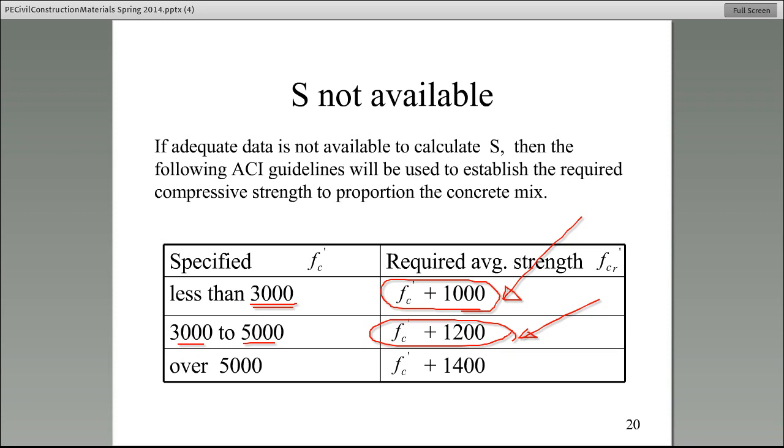Guys, let me tell you, here we're just looking at numbers, and this is perfectly correct if you have an opportunity to use this on the test. But look, if you only need 3,000 psi and you're forced to order 4,000 psi, that's a lot of money. That would add a lot of money to your project. All right.